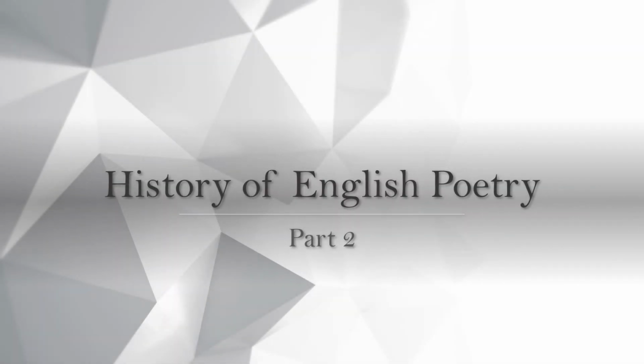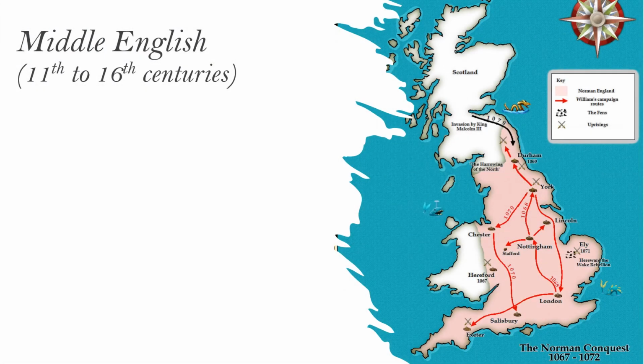History of English Poetry, Part 2. In this video, I shall explain the characteristics, the features of the Middle Ages, that is, the Middle English period. In the history of English literature, the Middle English period is from the 11th to 16th centuries. These are the Middle Ages.